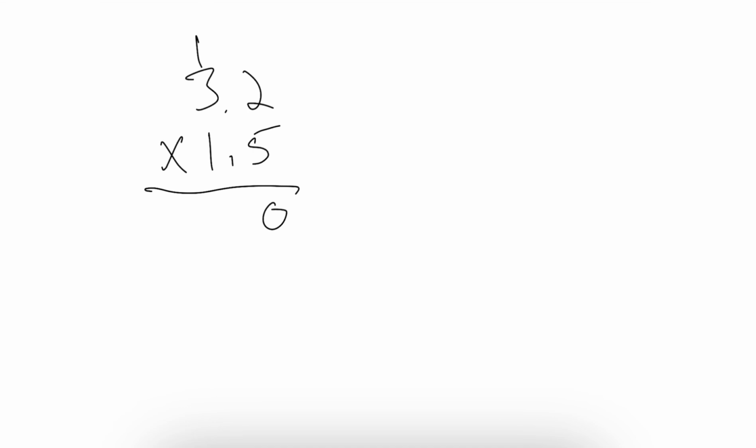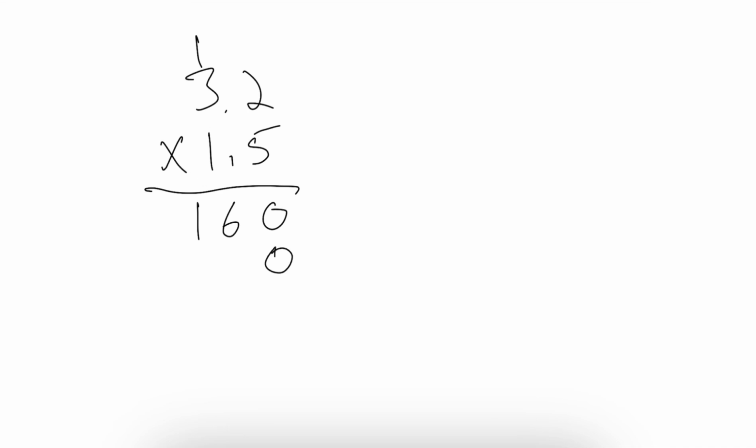In this video, we're going to be going over how to multiply numbers in decimal notation. We'll start with 3.2 times 1.5. So 5 times 2 is 10, so 0, carry the 1. 5 times 3 is 15, plus 1 is 16. And as with multiplication, we do the second number.